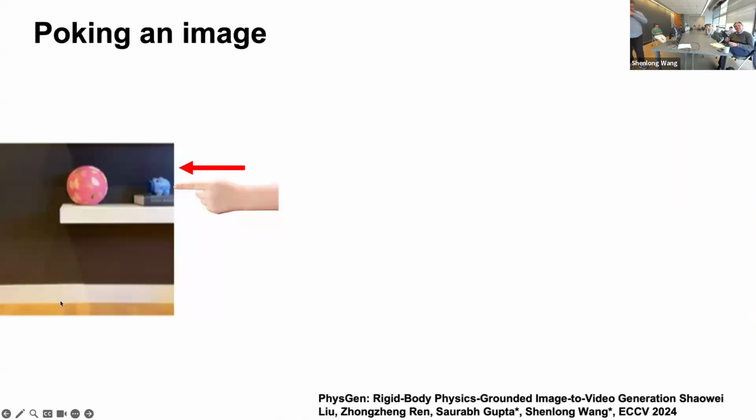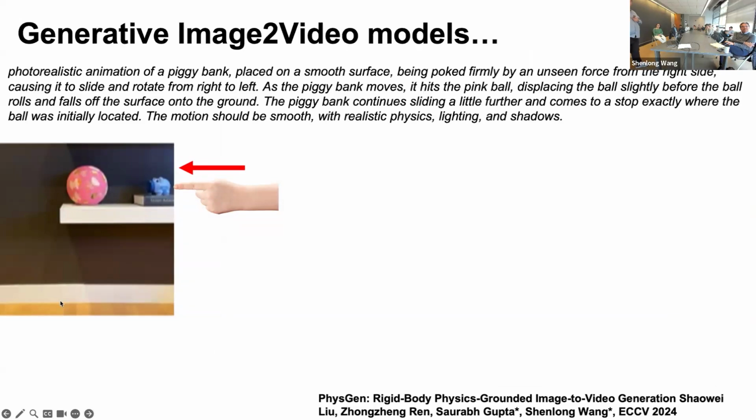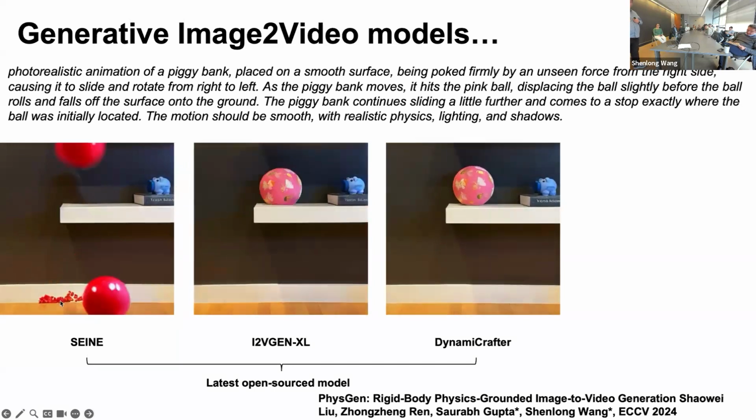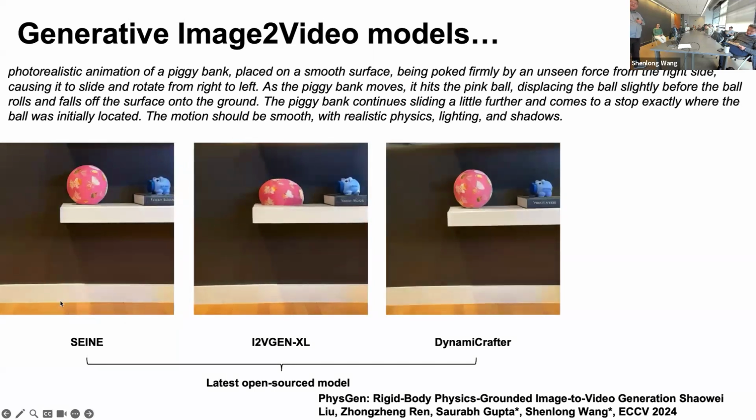Next, let's come back to the problem about poking this image. Let's see what we can do. Firstly, we want to try, how about just generative video, image to video models? My student really tried prompt engineering a lot, and he provided a very, very detailed instruction about how to prompt in order to generate better images. That being said, here is what we got from the latest open source model roughly one year ago.